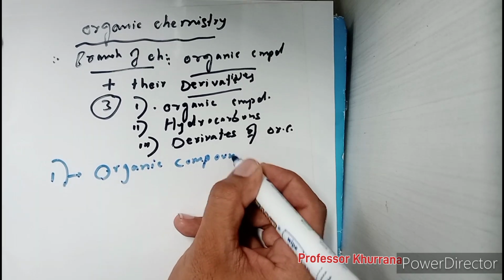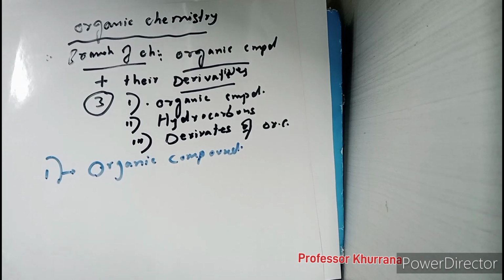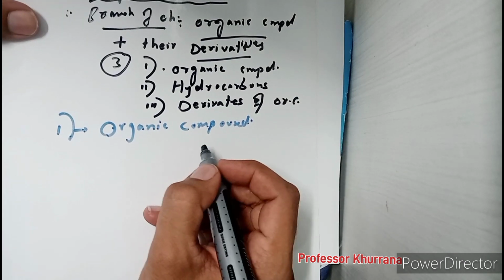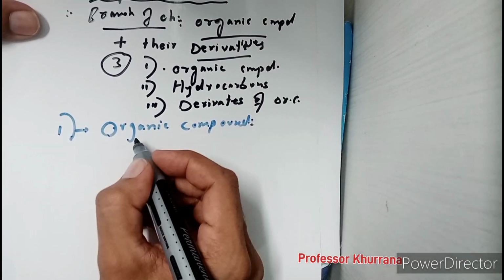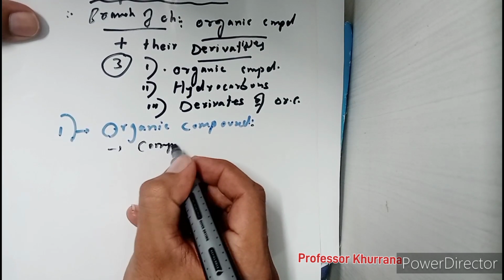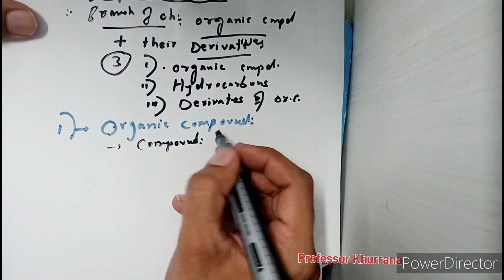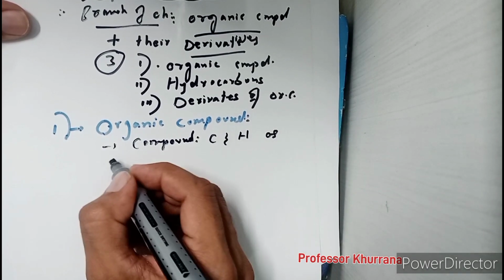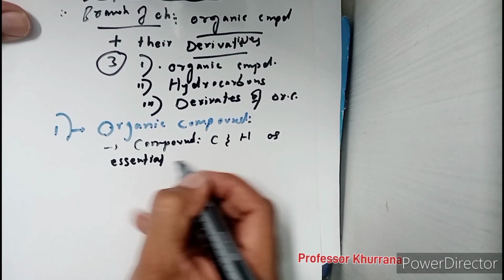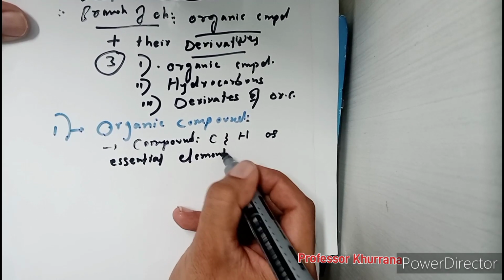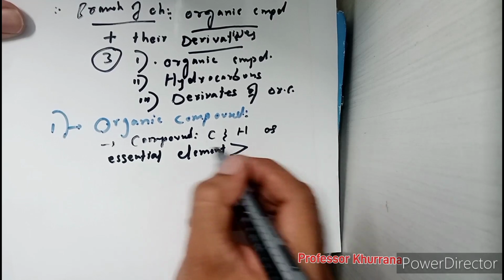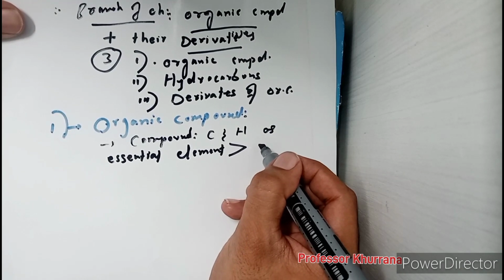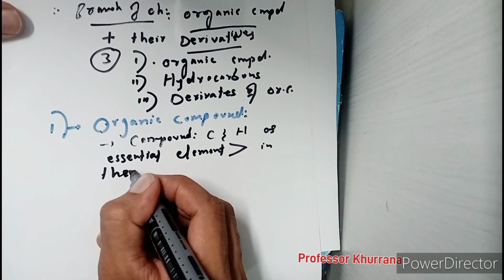Organic compounds. So what are organic compounds? Those compounds which contain carbon and hydrogen as essential elements in their structure.